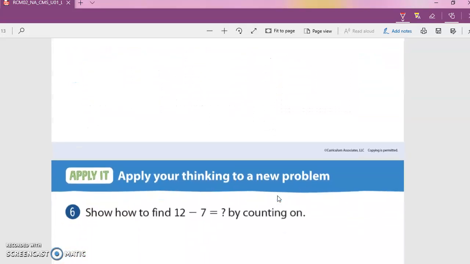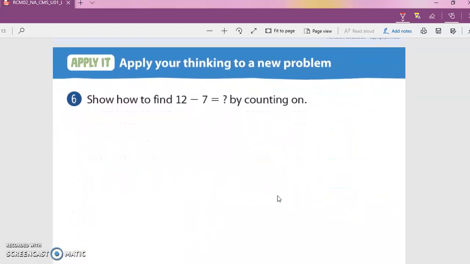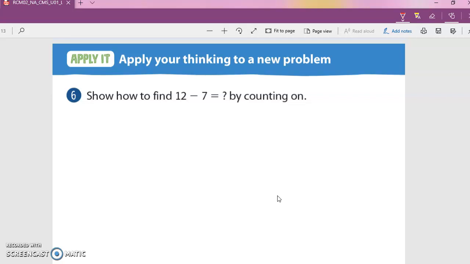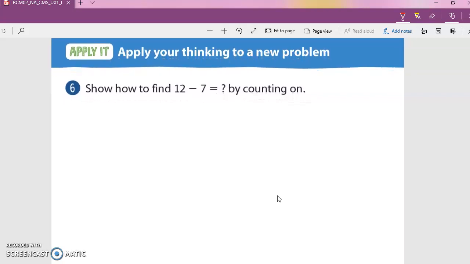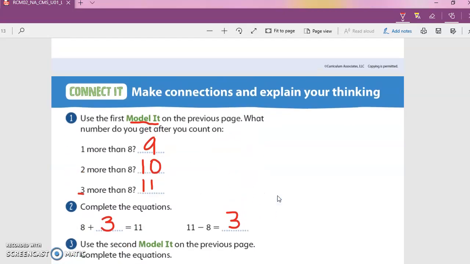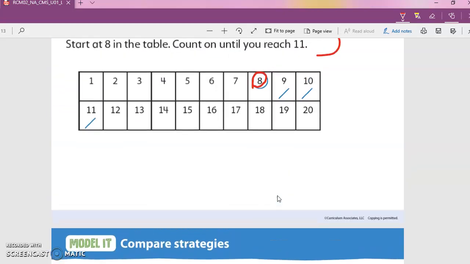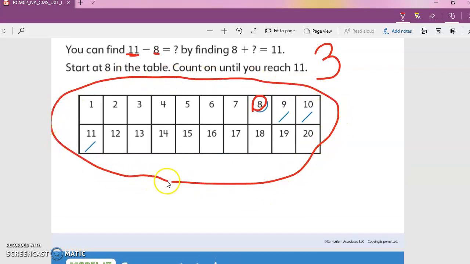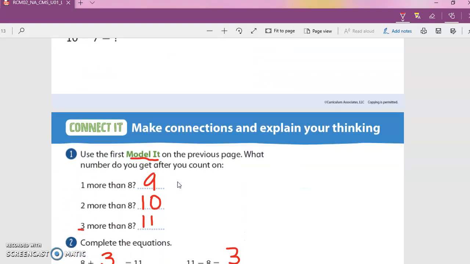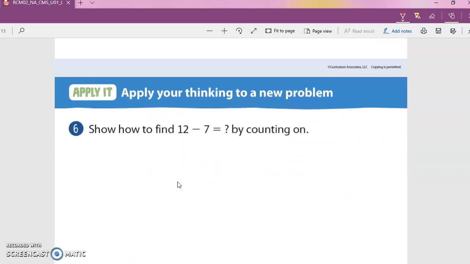This one we're going to skip because we don't have our classmates. Apply your thinking to a new problem. So this is one that I want you to try. Show how to find 12 minus 7 by counting on. So you're going to use this strategy right here to show 12 minus 7. Go ahead, pause the video, and try it.